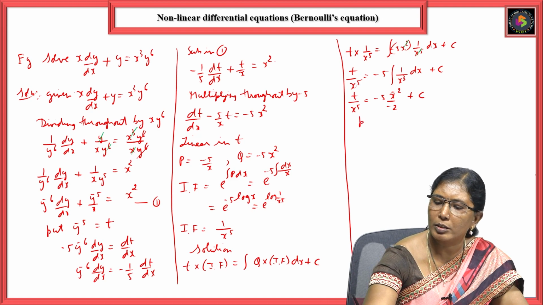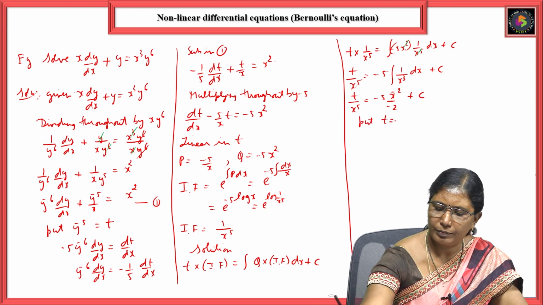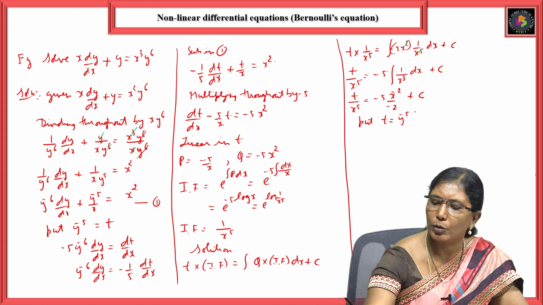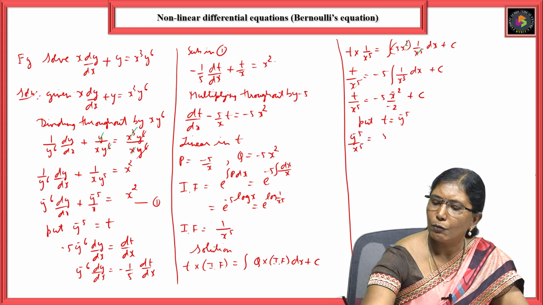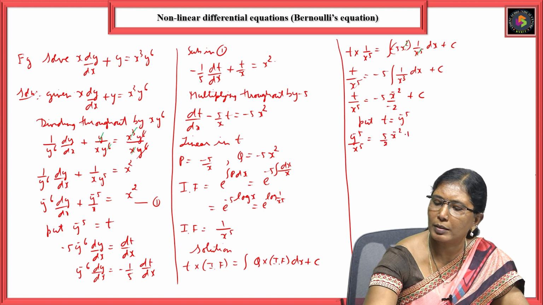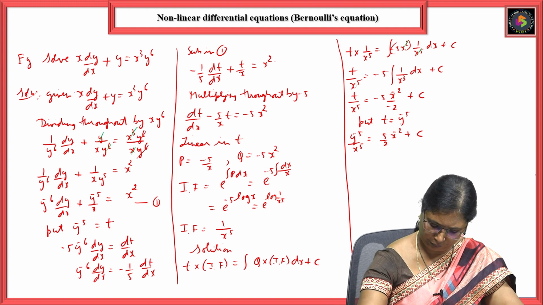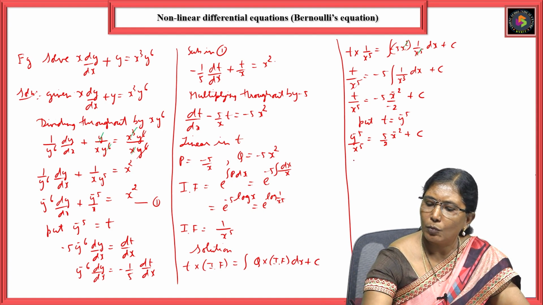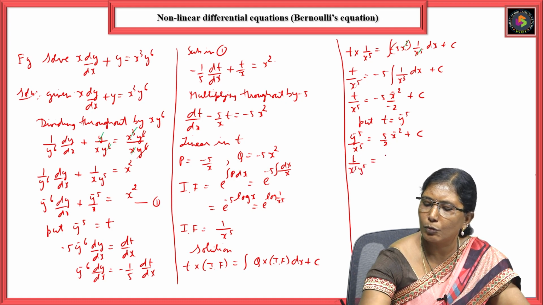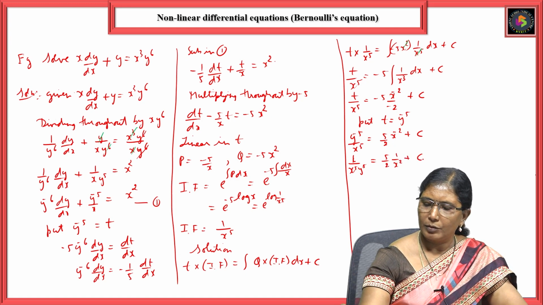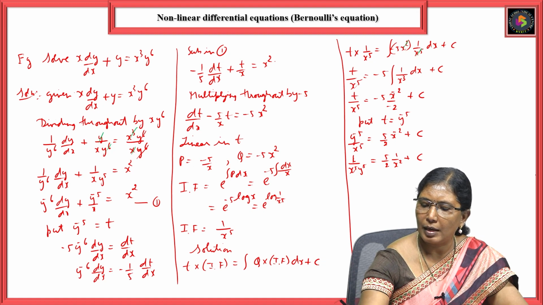So substitute back what is t. Put t is equal to y to power of minus 5. So what do you get? y to power minus 5 by x to power of 5 is equal to 5 by 2 x to power of minus 2 plus c. So what is the answer here? Altogether, 1 by x to power of 5 y to power of 5 is equal to 5 by 2 into 1 by x square plus c. So this is the answer.